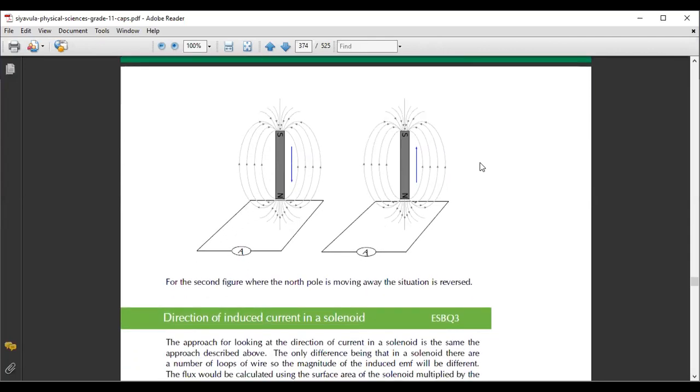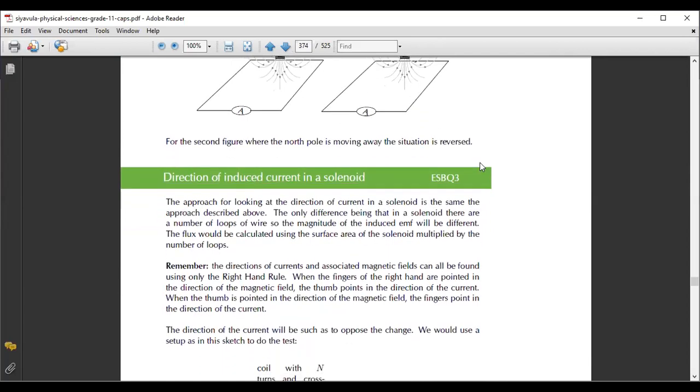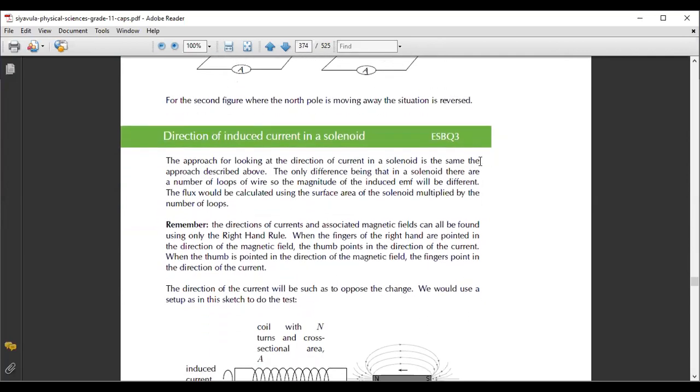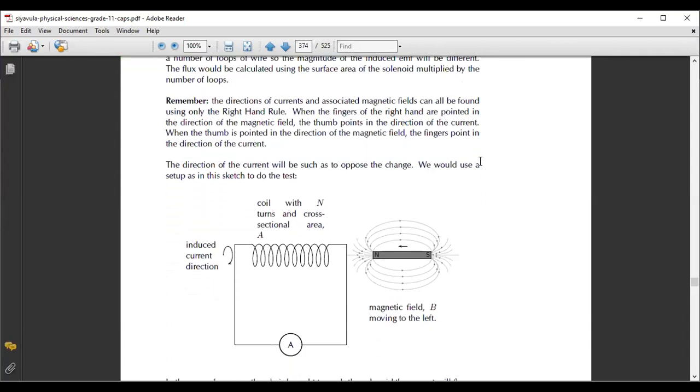So now I want us to also check the direction of induced current in a solenoid, okay? The approach for looking at the direction of a current in a solenoid is the same approach described above, the only difference being that in a solenoid there are a number of loops of wire, so the magnitude of the induced EMF will be different. The flux will be calculated using the surface area of the solenoid multiplied by the number of loops.